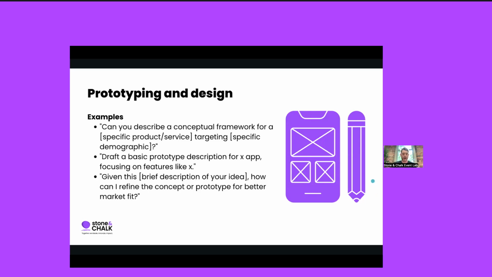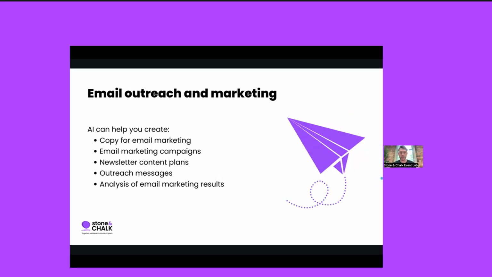Next is email outreach and marketing. Personalization and email marketing continue to be crucial components of any effective marketing strategy. However, they can be time consuming. AI prompts can help generate initial drafts for email campaigns, newsletters, and outreach messages. Founders can then refine and personalize these drafts before sending them out, saving valuable time without compromising the personal touch.